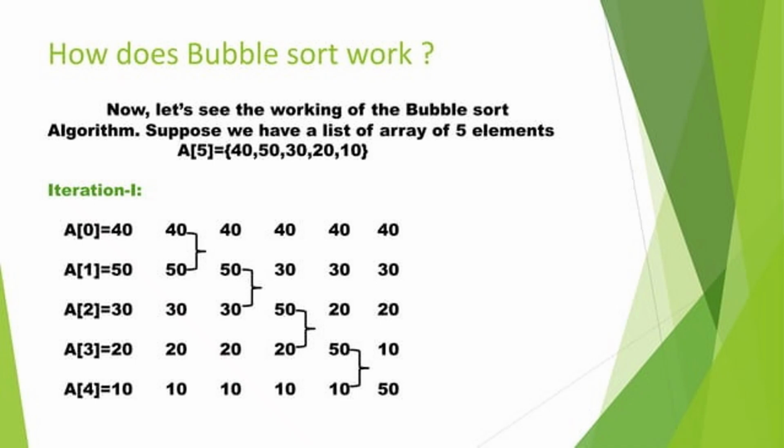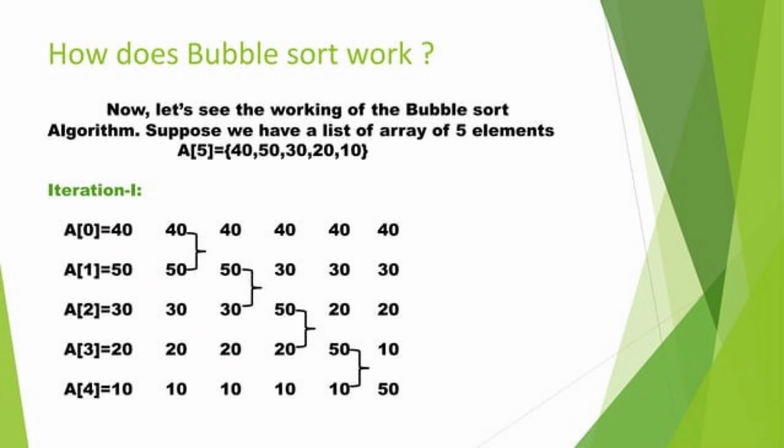Next step, compare A of 1, 50 and A of 2, 30. As 50 is greater than 30, swapping is required. So now the array will be 40, 30, 50, 20 and 10. Next one. Compare A of 2, 50 and A of 3, 20. So here again 50 is greater than 20. So swapping is required. So now the array will be 40, 30, 20, 50 and 10.